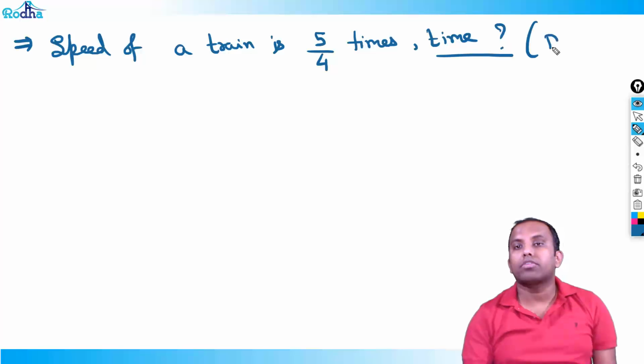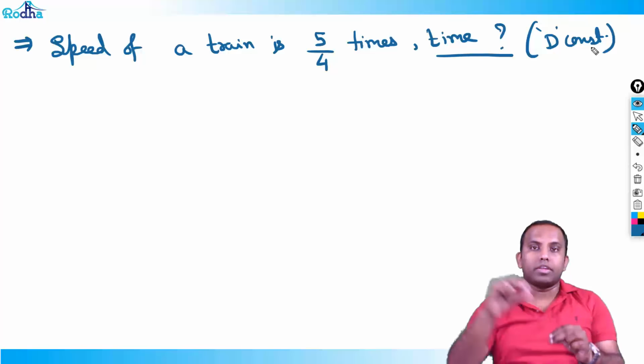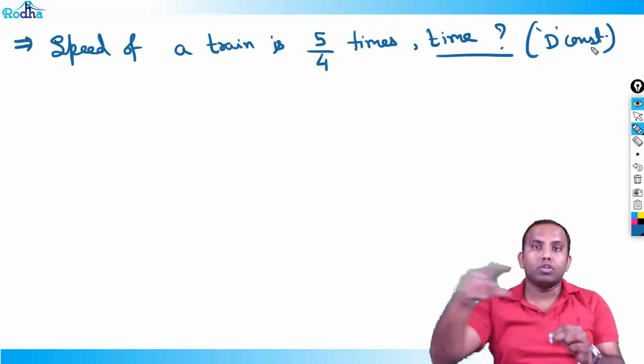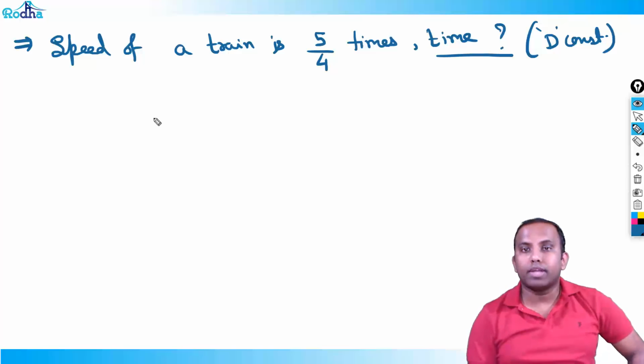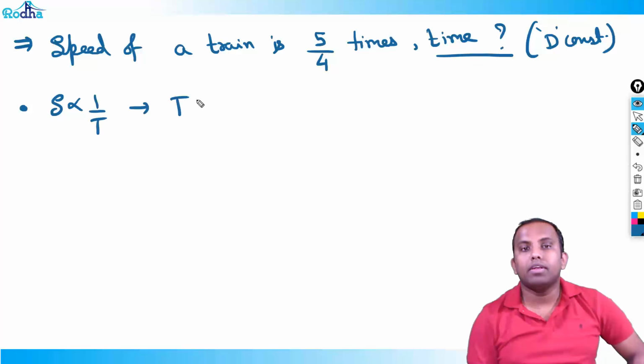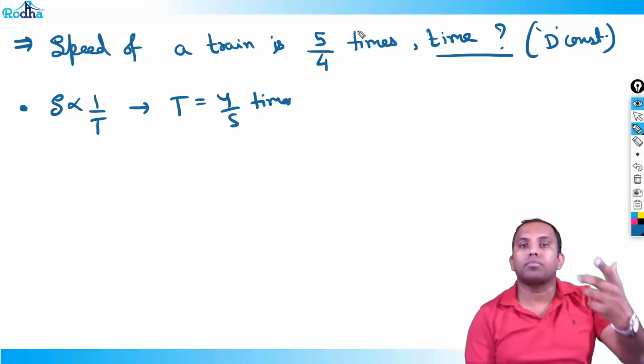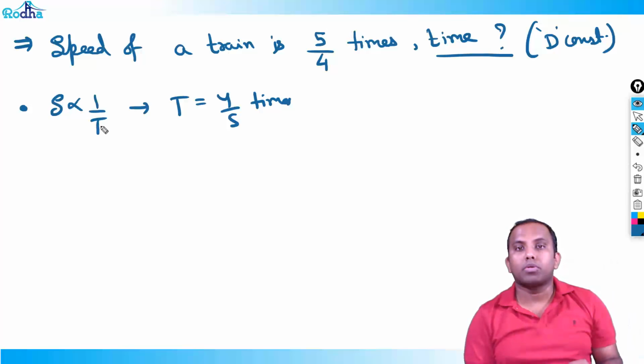If distance is constant, it is given that the train is traveling between two specific points, right? That means distance is constant. So if the speed of a train is 5 by 4 times, what is the meaning of it? It means that since speed and time are inversely proportional, time will be 4 by 5 times. Inverse of 5 by 4 is 4 by 5. So time is 4 by 5 times, right?